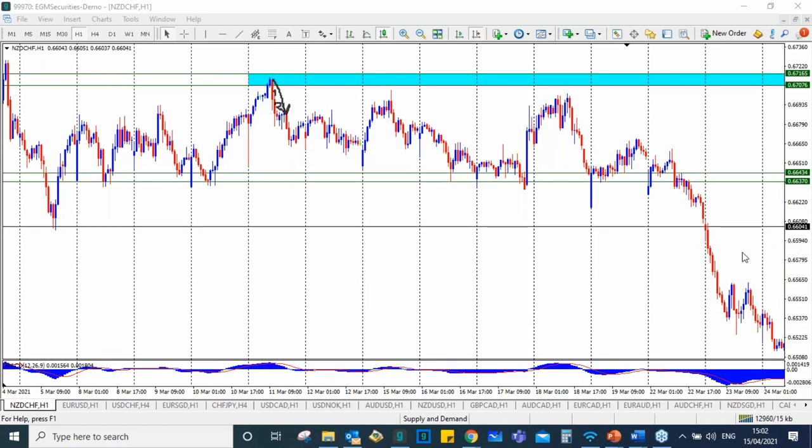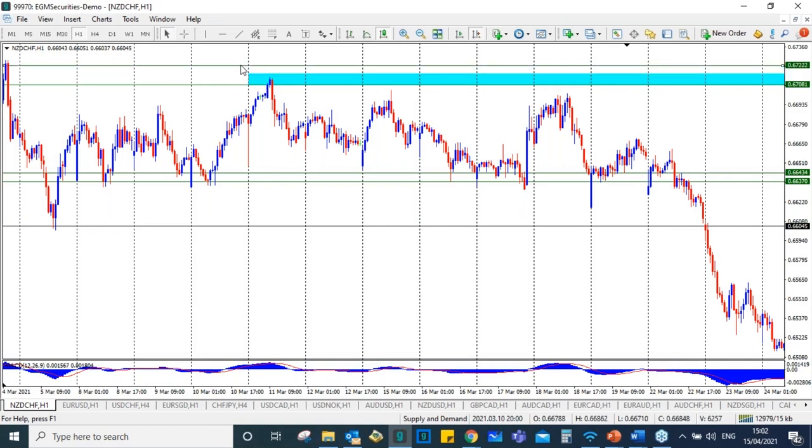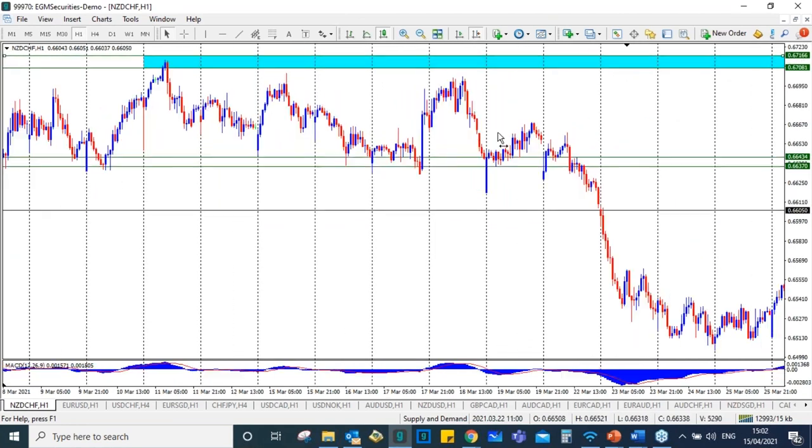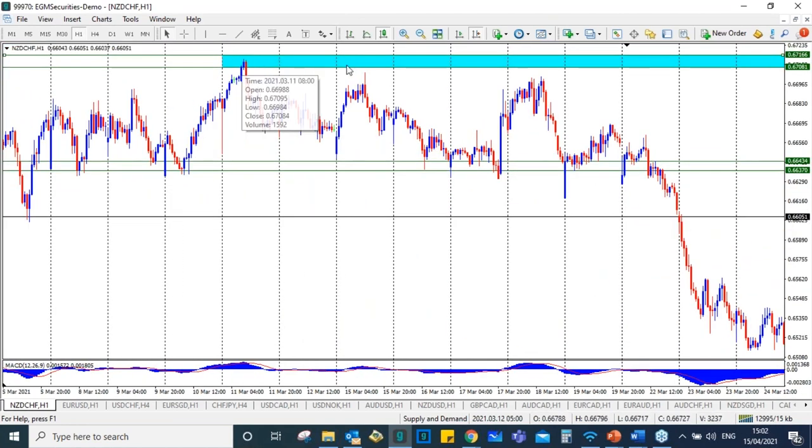So in this case, if we had marked this zone, how do you mark it? So this is our proximal line, and this is our distal line. So this area is marked. So if you check forward, you will notice that this level has not been retested.